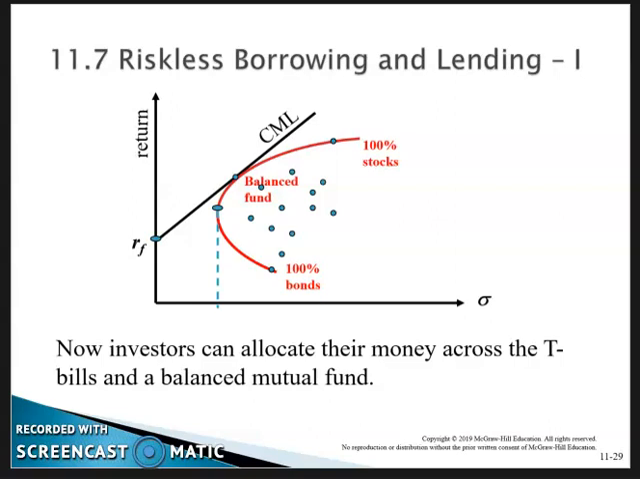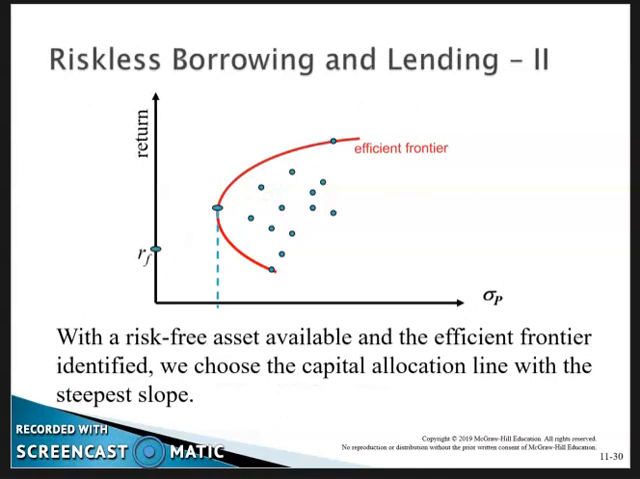When we're talking about the capital asset pricing model and the entire market, we call it the capital market line. Otherwise, if we're talking about combinations of securities, it's the capital allocation line. So the capital market line is basically a special case of the capital allocation line. Now investors can allocate their money across treasury bills, which are our measure for the risk-free rate, and a balanced mutual fund, being the best possible combination of all these assets available in the market.